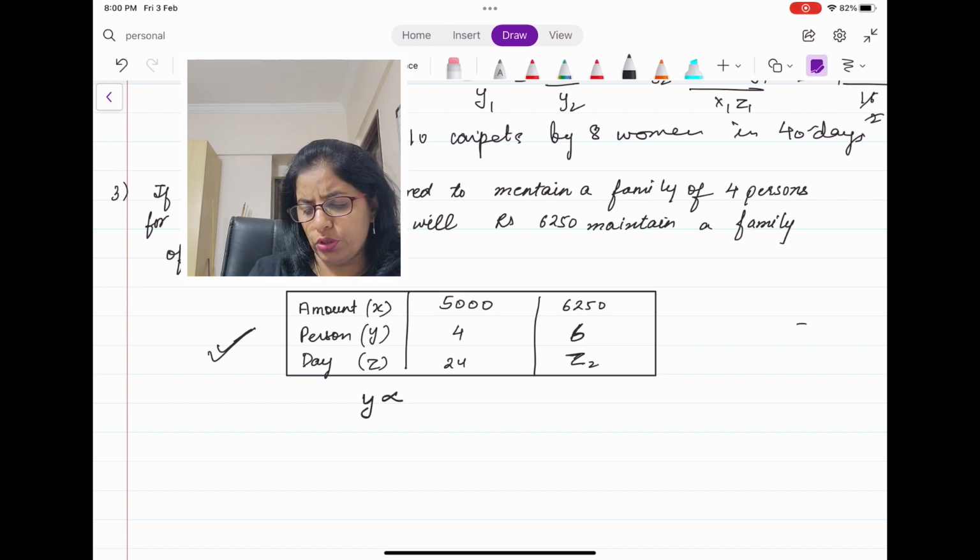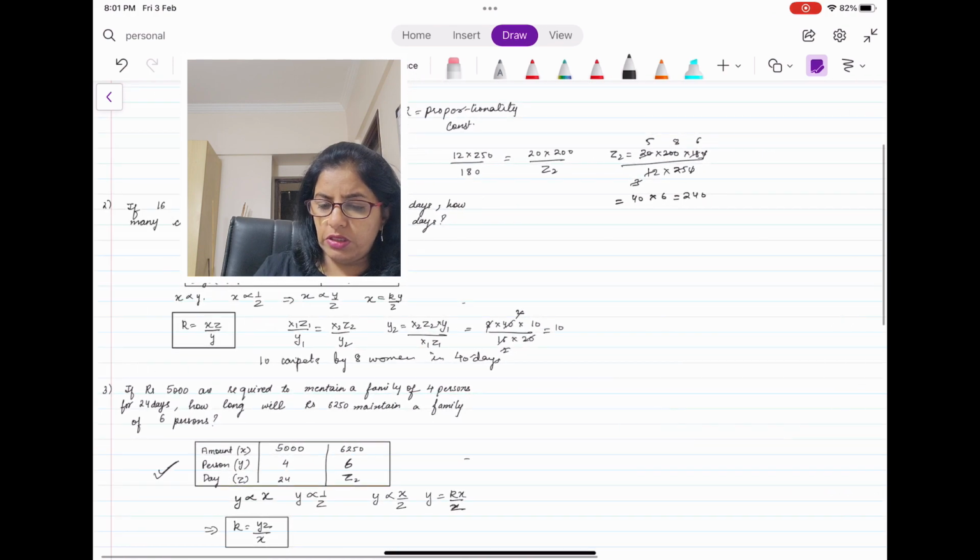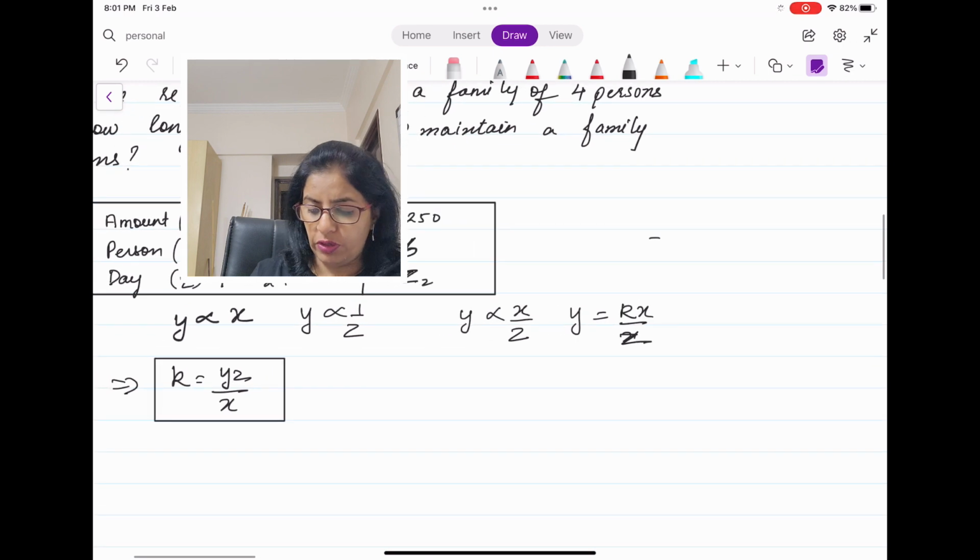Y is proportional to x because it's very easy to find the relationship between persons and days. As the number of persons increases, the number of days will decrease. So we know y is inversely proportional to z. So the relationship becomes y is proportional to x upon z. Y is equal to kx upon z. It implies k is equal to yz upon x. Now here you can see there is another type of relationship. You have got 3 different relationships in 3 different questions.